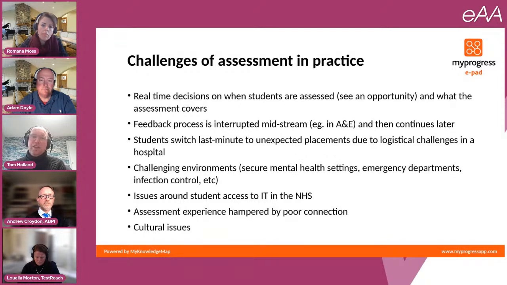So a secure mental health setting is very much like a prison. There's no access to technology. Assessments are likely to happen in a staff breakout area outside the secure part, and so on and so forth.